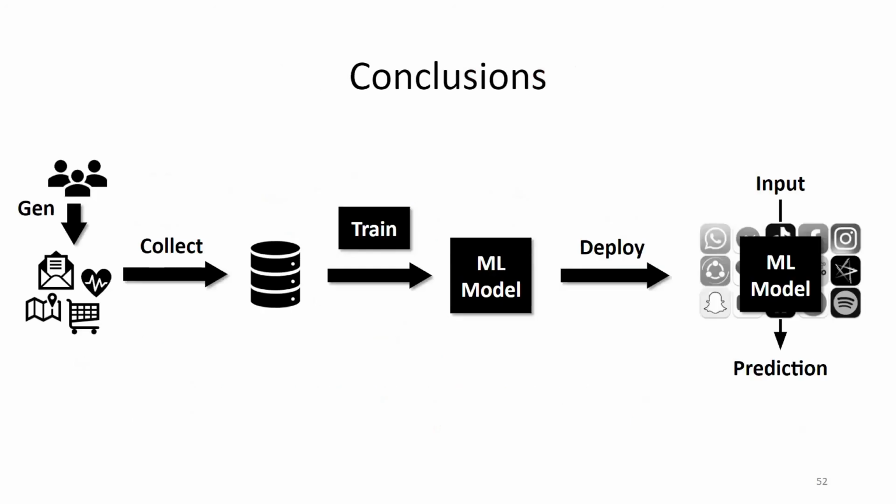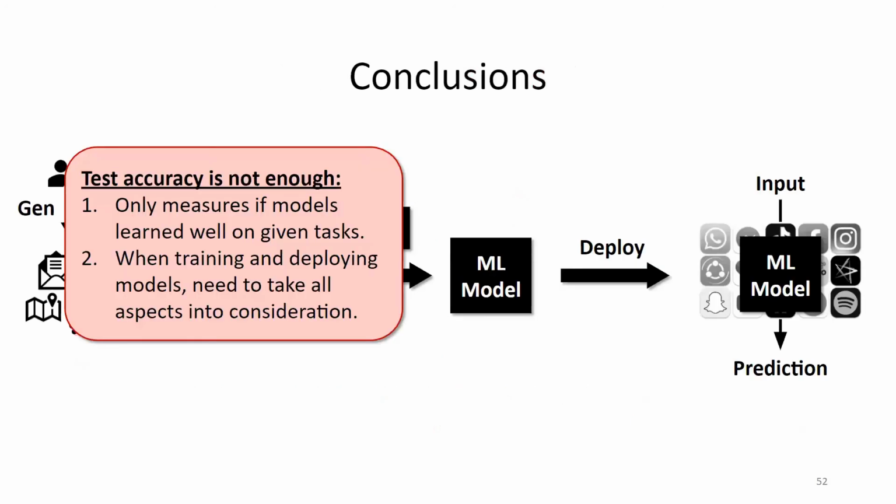All right, to conclude, I hope you can see from this talk that test accuracy is really not enough as the deciding metric for model deployment because it only measures if the model learned well on its given task. When we train and develop new models or even just design new learning algorithms, we really need to take all aspects into consideration.